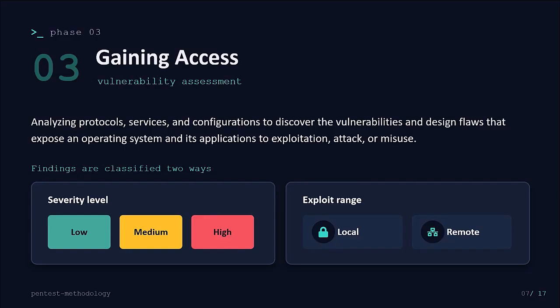When you find them, you classify your findings two ways: by severity, low, medium, or high. How bad is it if this gets exploited? And by exploit range. Is it local, meaning you need to already be on the machine, or remote, meaning it can be hit across the network? A high-severity, remotely exploitable vulnerability is the one that should keep a defender up at night. And it's the one you'll prioritize.